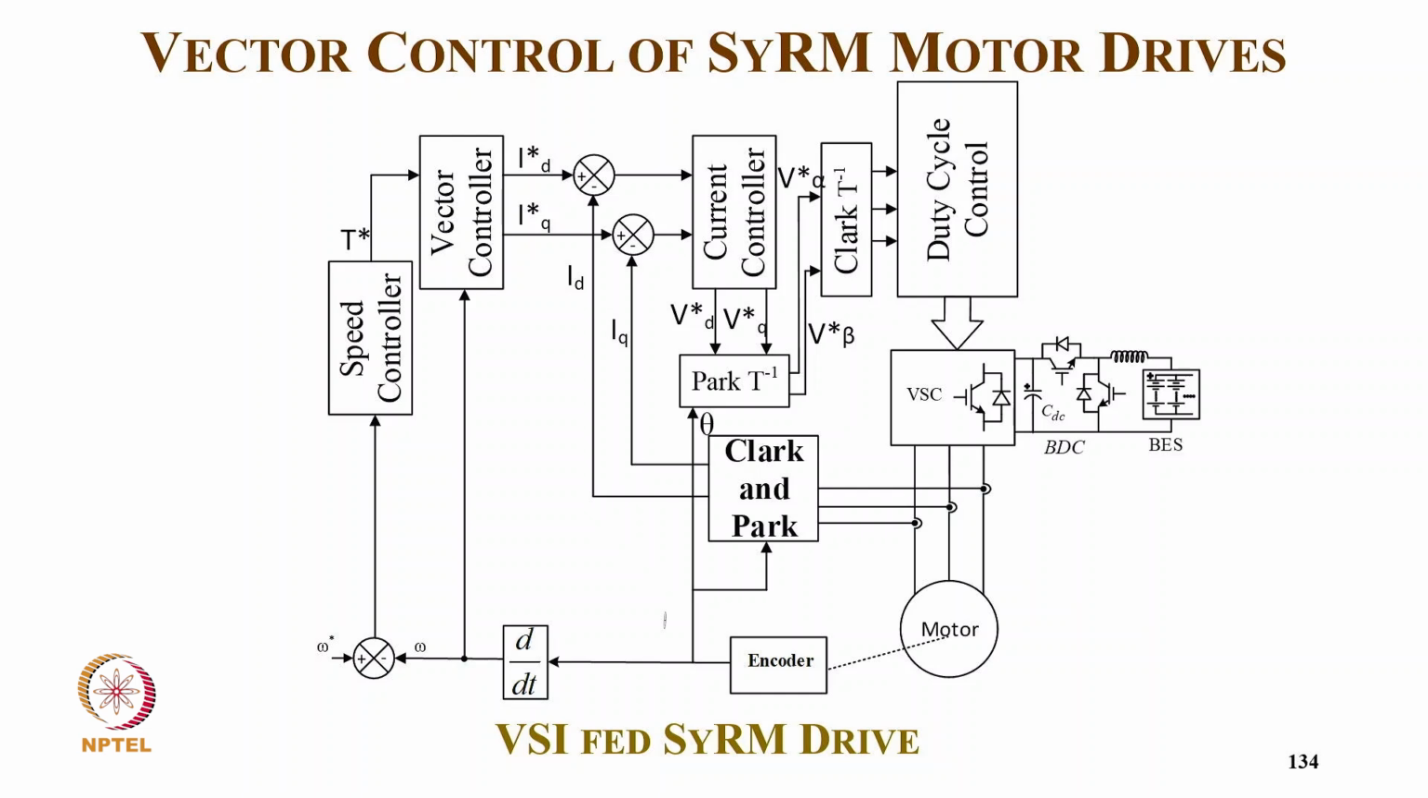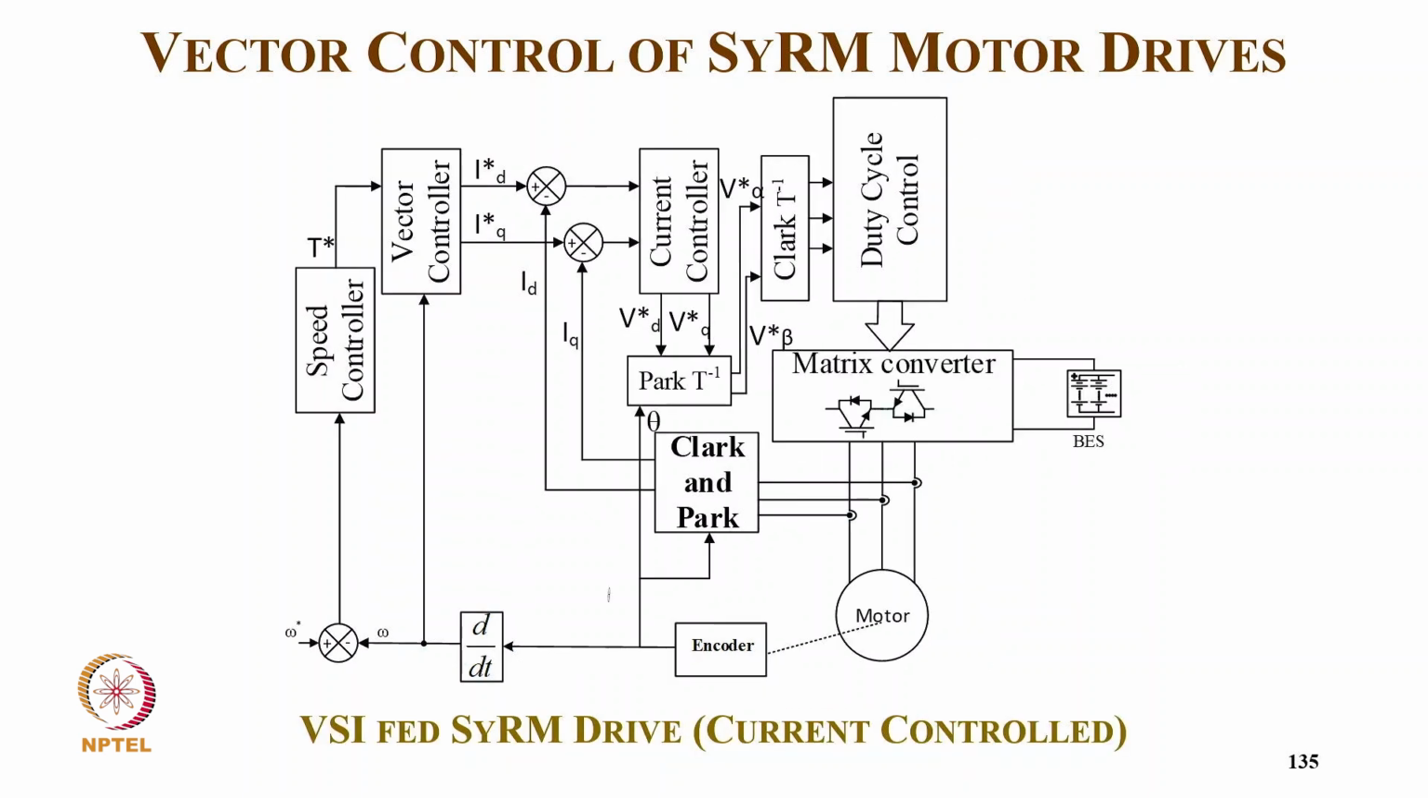And we have the inverse Park transformation, which gives V alpha beta. Then we use the inverse Clark transformation to get the three-phase voltages VA, VB, VC, which are given to the duty cycle control of the VSI. And of course, here we have a battery with the buck boost converter for this application. Another is VSI fed current control.